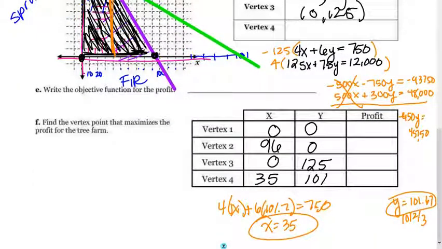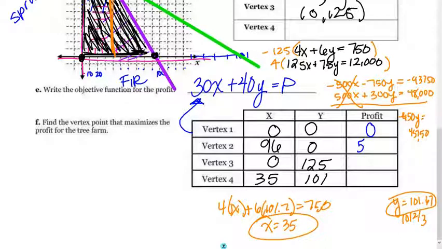Write an equation for the profit. You're going to go back up to the top and figure out how much. I believe it was 30 for a fir tree and 40 for a spruce tree, and that's my profit. And now you need to plug each vertex into this equation and come up with the profit that you got. So when I did that, if you sell 0 trees, you don't make any money. For this one, I got 2880. This was 5,000. And the last one was 5,090. So vertex 4 is where I make the most money.